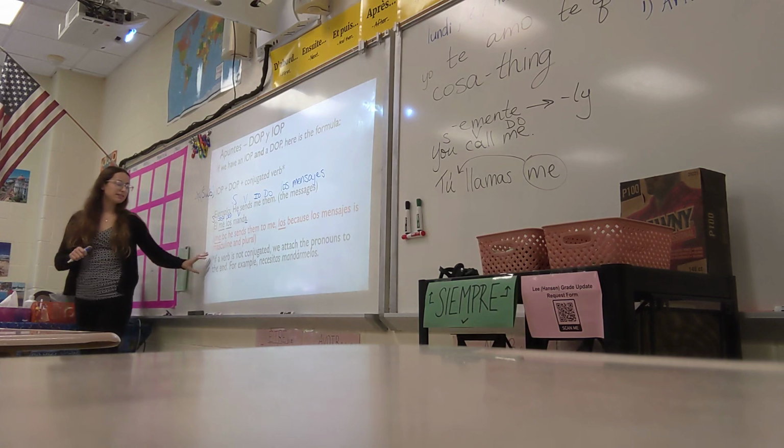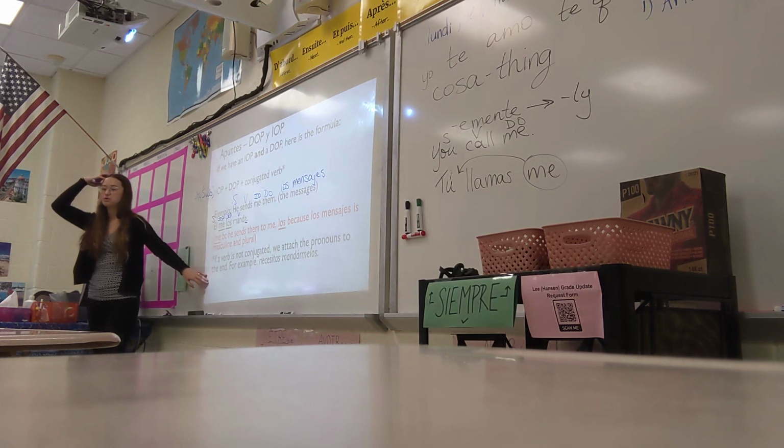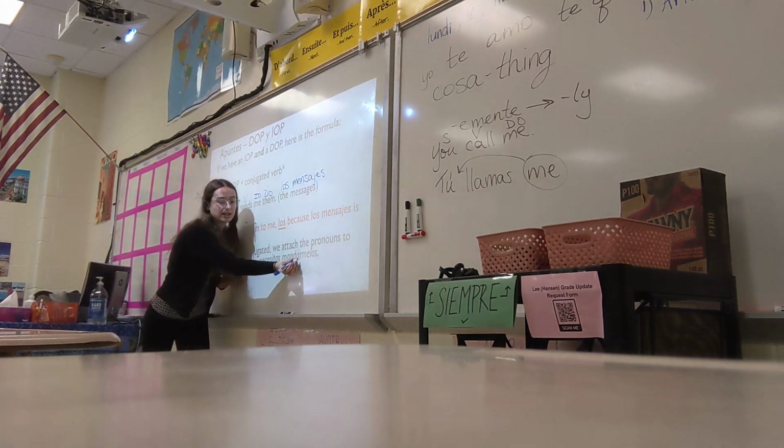Now, this last thing down here, if your brain is overwhelmed right now, leave it. It's okay. But if you are vibing with this and it's making sense to you, this is a great thing to know. If a verb is not conjugated, then we attach the pronouns to the end of the verb. So if I'm not saying he sends me them, I'm saying you need to send me them. I have two verbs in a row, so I don't conjugate the second verb.